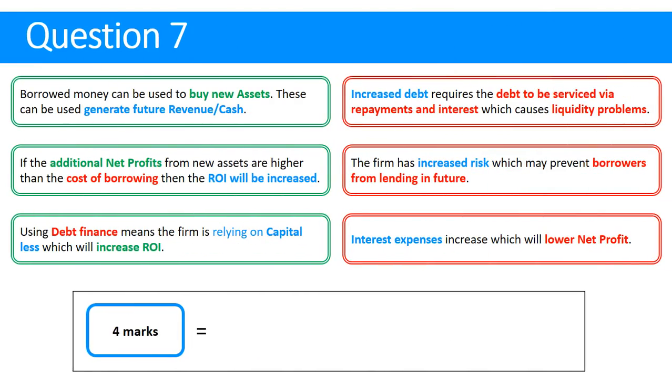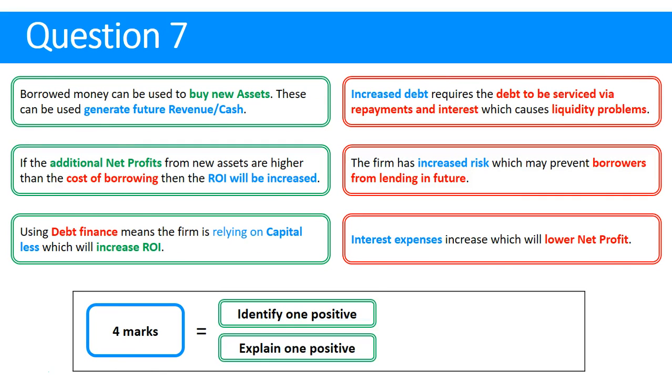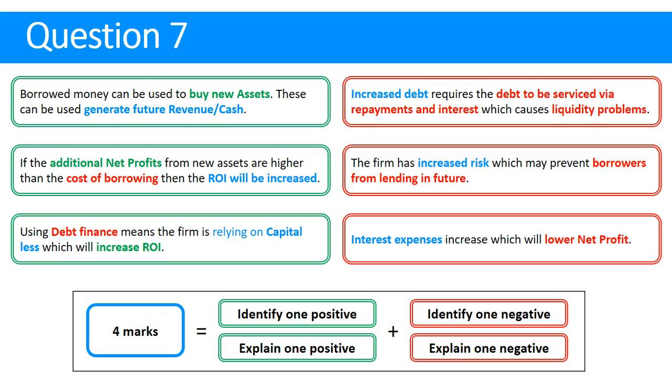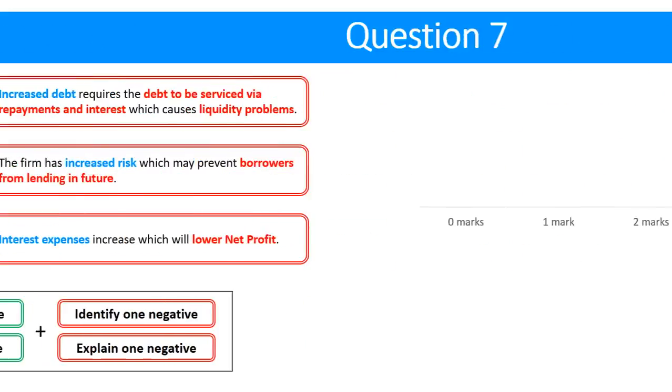So how did we get 4 marks for this question? We identified 3 positives and 3 negatives. All we needed to do was take one of those positives and explain it in full, using a full sentence. And secondly, we needed to take one of those negatives and explain it in full, and that would have given us our 4 marks.